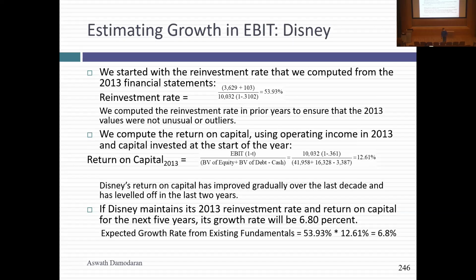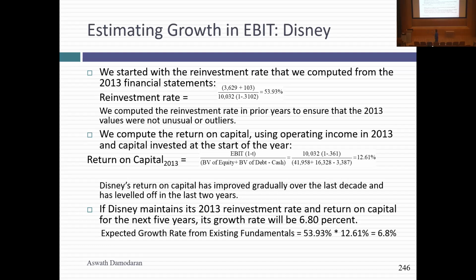One final point about growth. With both Deutsche and Tata Motors, I estimated growth in equity. With Disney, I wanted to estimate growth in operating income. So here I looked at reinvestment rates. How much of the after-tax operating income do I put back in the company? Net capex plus change in working capital.